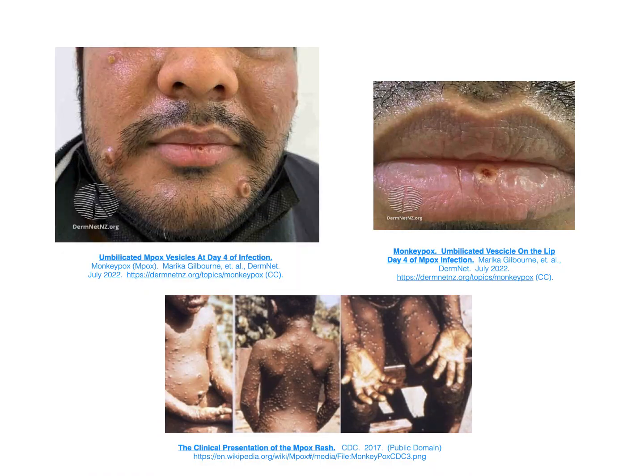Umbilicated M-pox vesicles at day 4 of infection. Monkeypox, umbilicated vesicle on the lip, day 4 of M-pox infection. The clinical presentation of the M-pox rash.